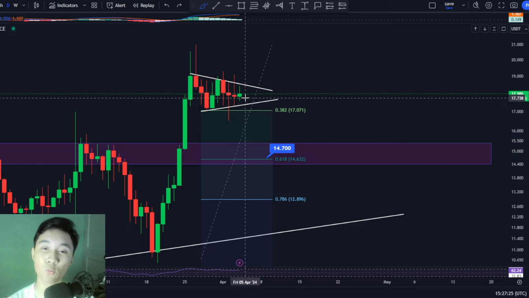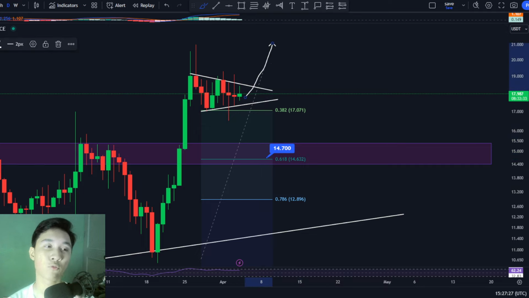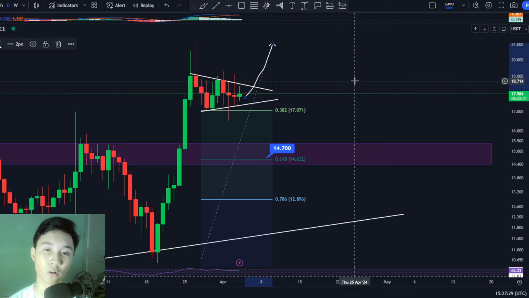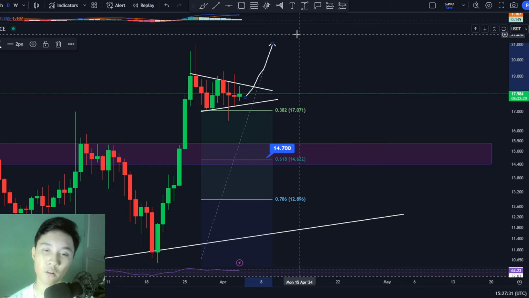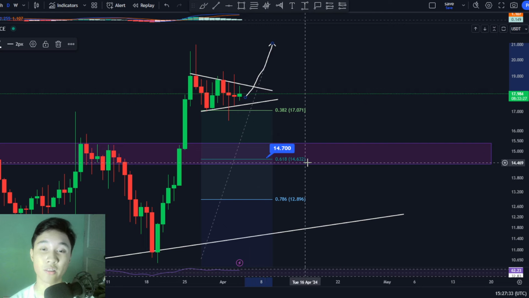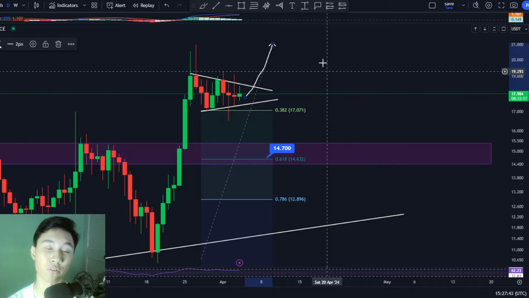But if we do break towards the upside, I'm ready for either scenario. If we do pump to the upside, I could take profits. But if we do dump towards the downside, that could serve as a buying opportunity. And that is why it's very important to be ready for either scenario, to stay ahead of the curve.